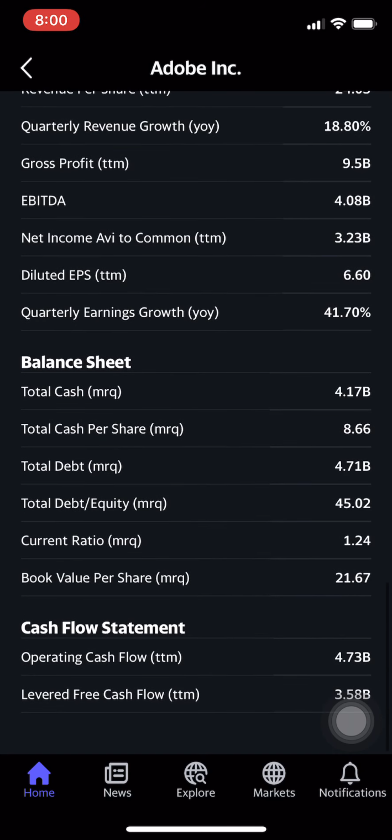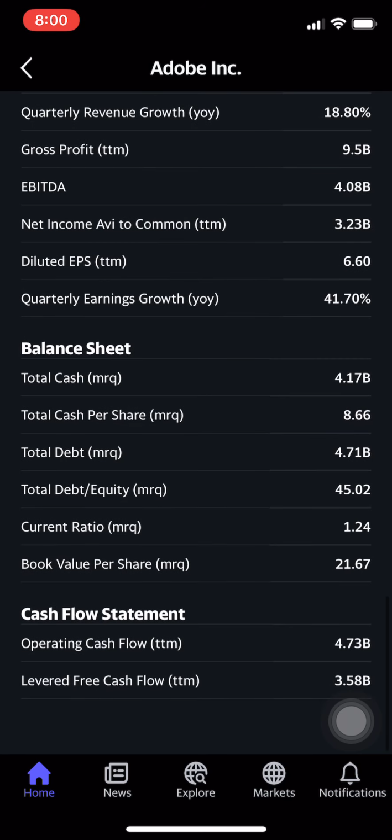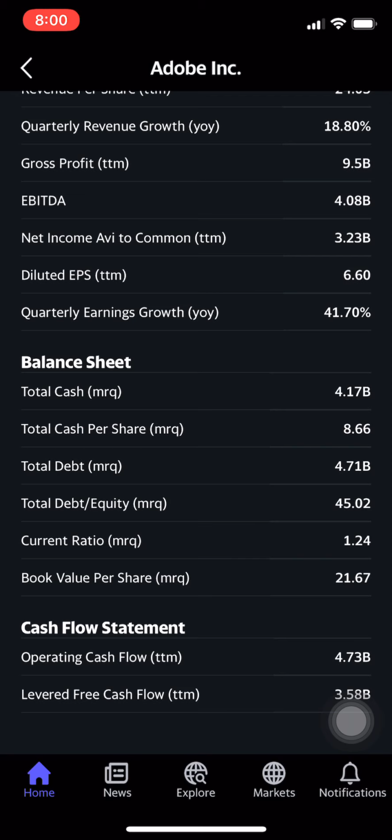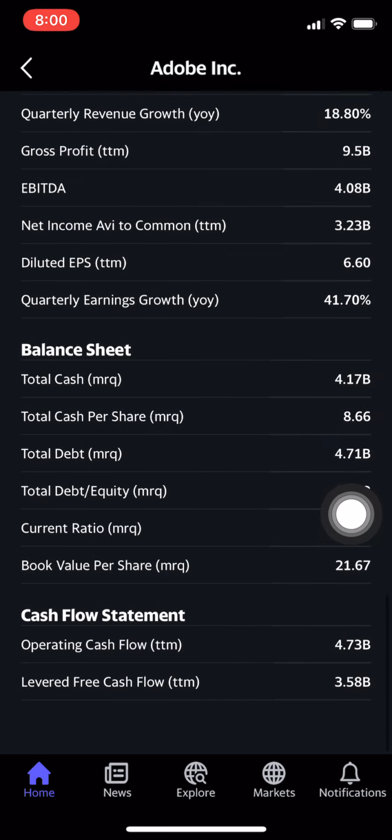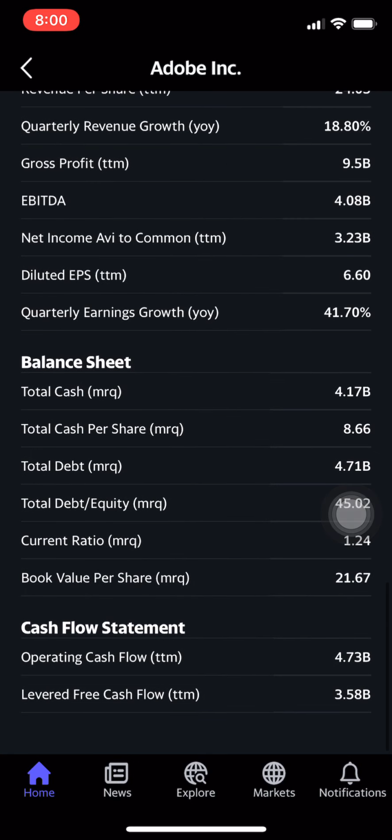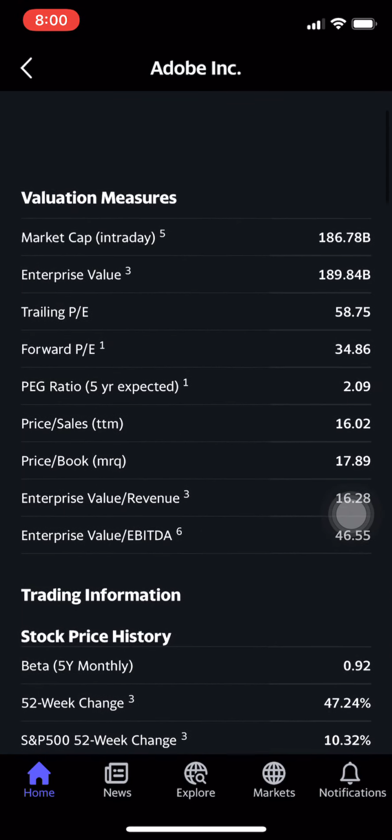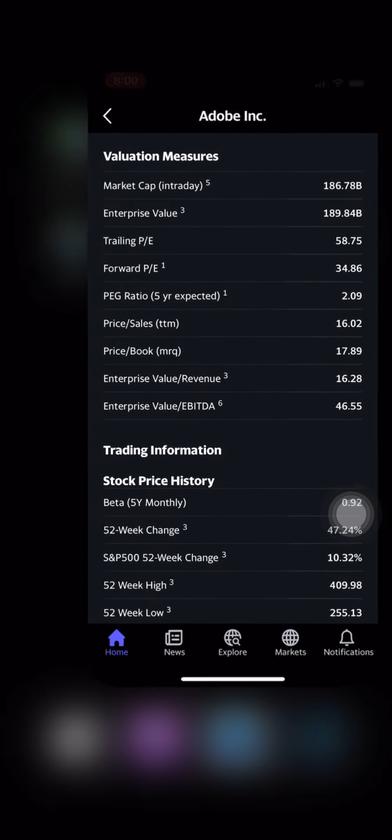Balance sheet is total cash is $4.17 billion. So good to have that kind of cash position during these times, especially when they're trying to maintain their business. If things go wrong, then they can have that cash to sustain their business. Total debt is 4.71, and debt to equity is 45. So for every dollar equity they have $45 in debt. For operating cash flow, you can see it's $4.73 billion, and levered free cash flow is $3.58 billion. So very solid financials and good to see that kind of growth.